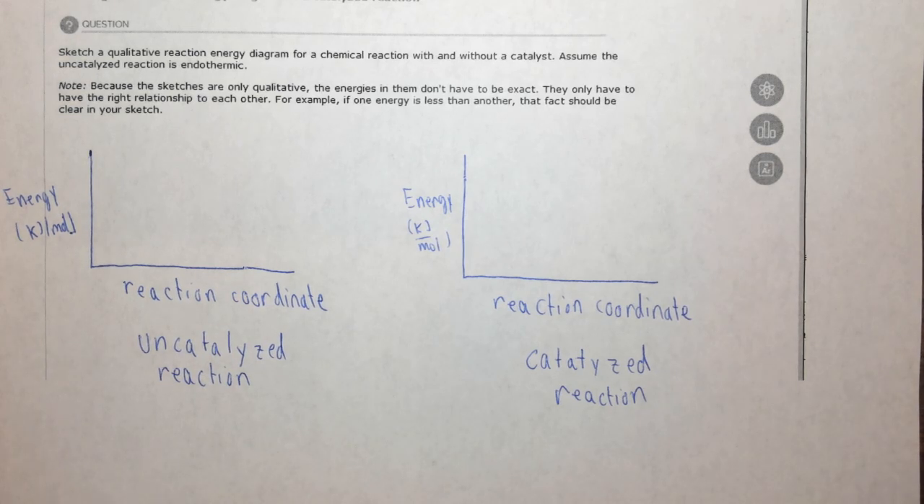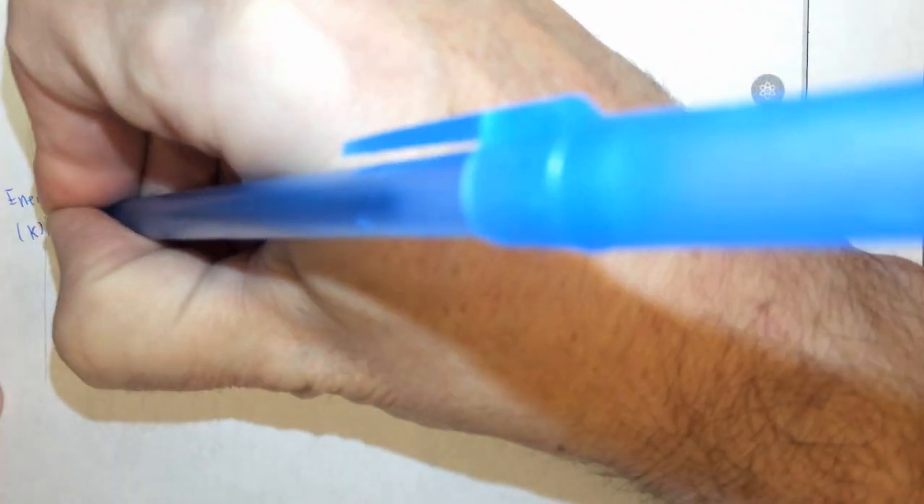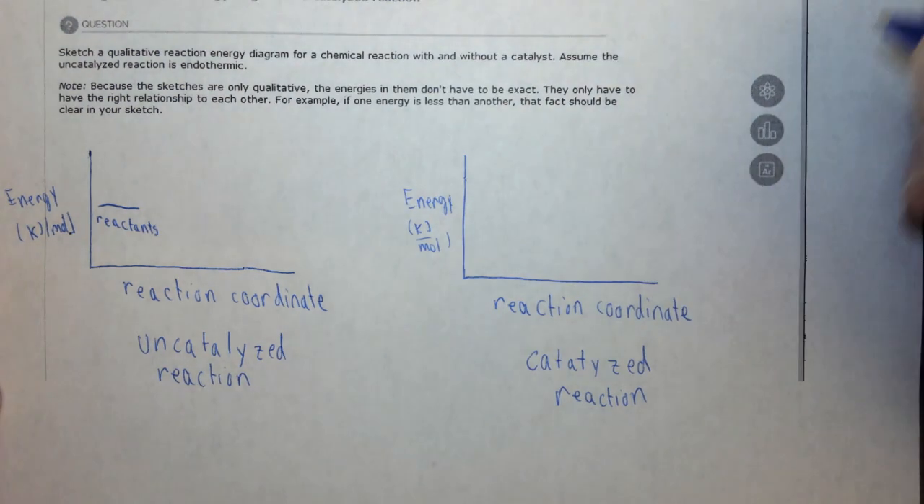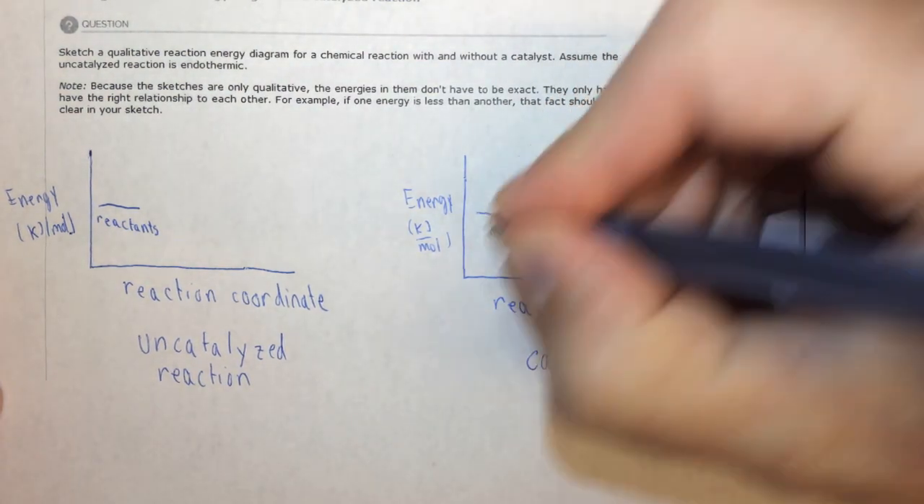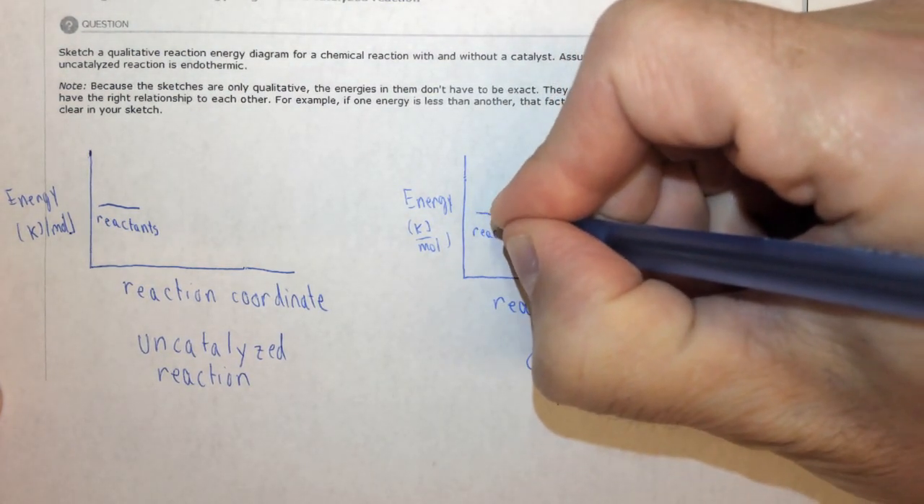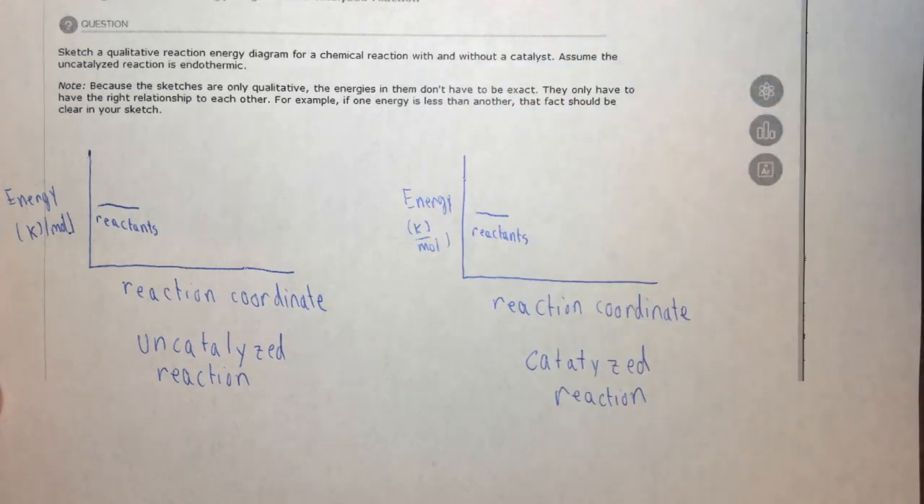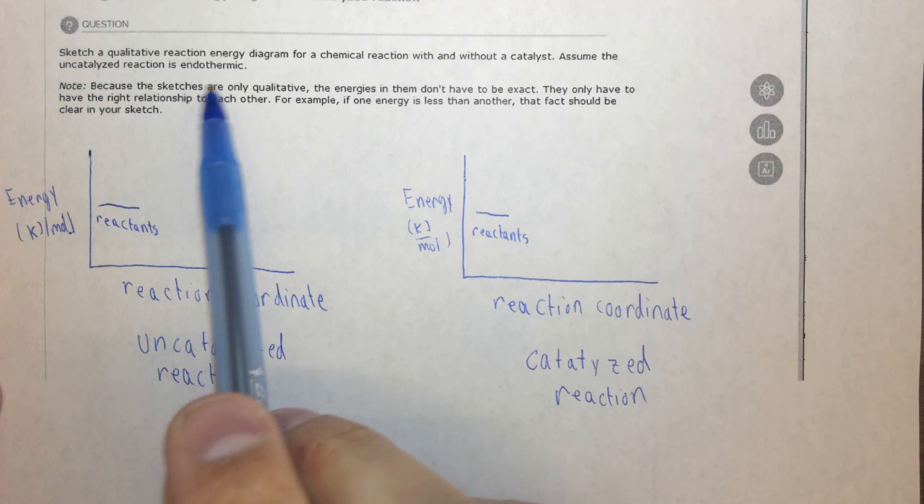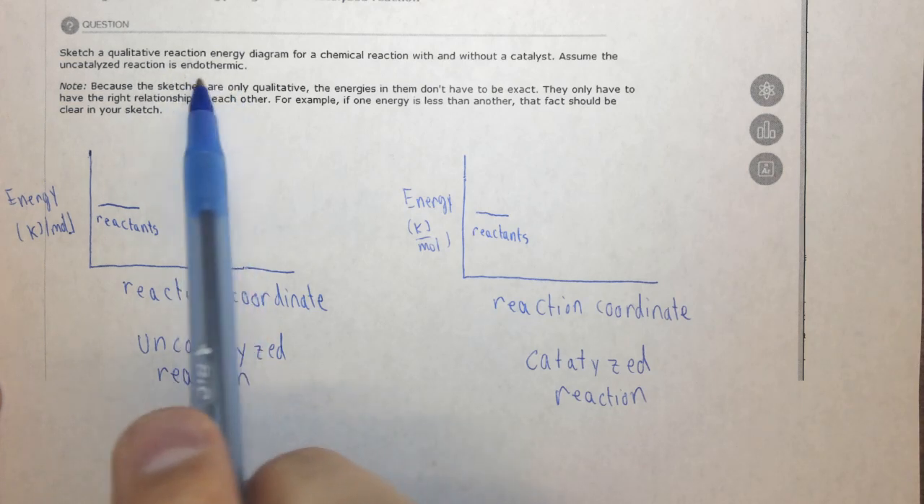So in this case, we don't have the A's, B's, and C's that we had in the other one, so I'm just going to put this as the reactants. And over here, I'm going to put the same reactants. And then I need to also identify the products, or product, we don't know, but the reaction is endothermic.